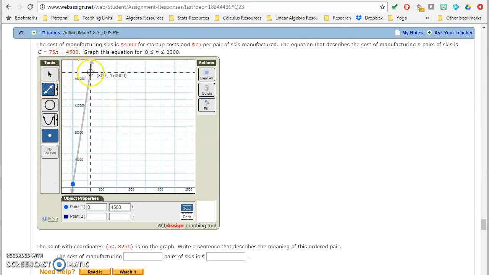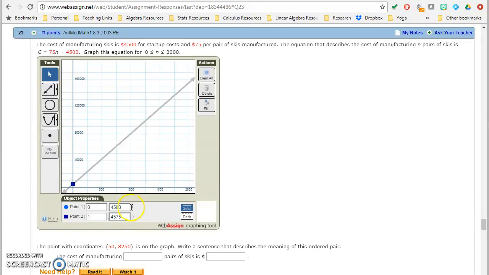Then I can come in and say, okay, let me plug in 2,000, right? Or I could just say the next one, point 2, is going to be at 1, and then it's $75. So I'll just add 75 bucks. Beautiful, a beautiful line, right?